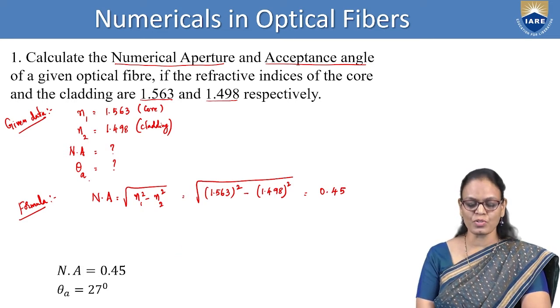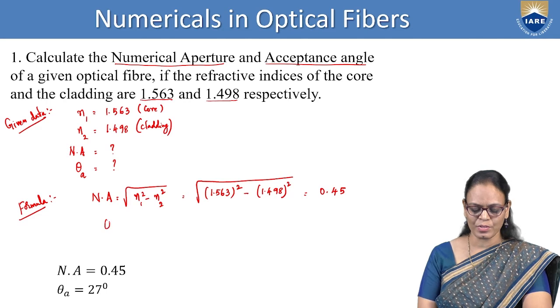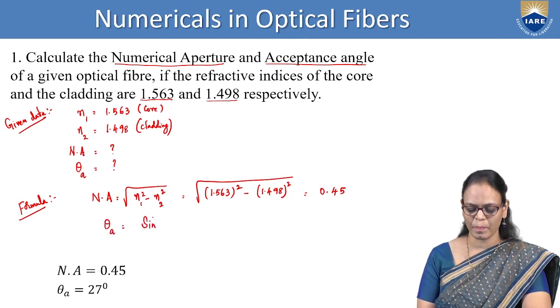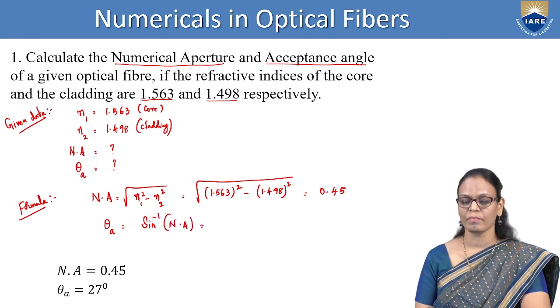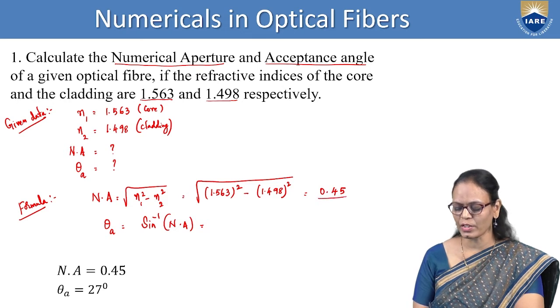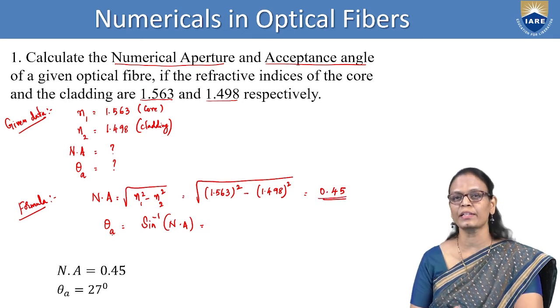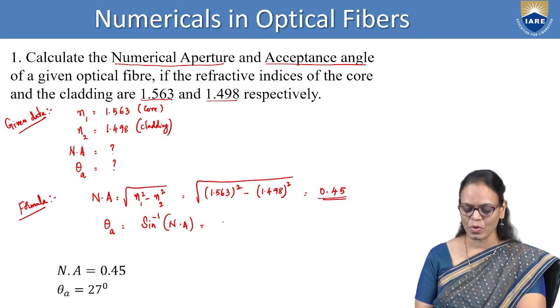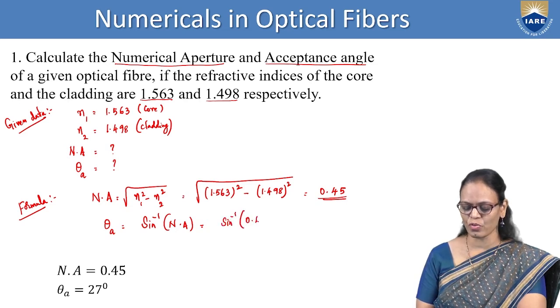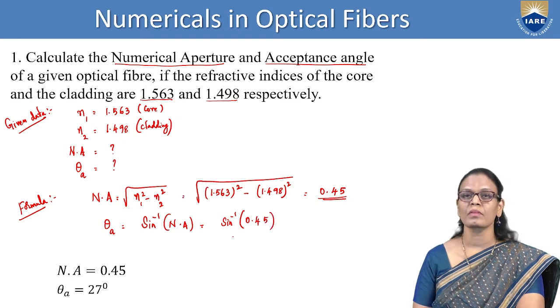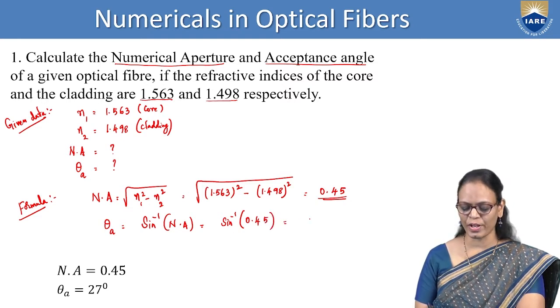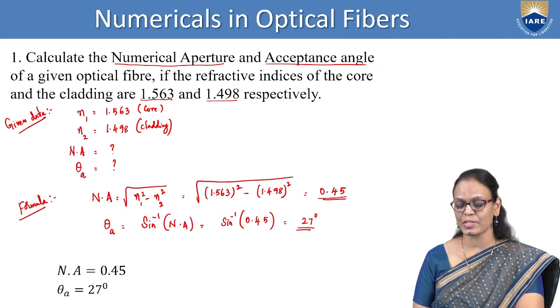And now the next thing is to find the acceptance angle. So theta A will be equal to sine inverse of numerical aperture. Since we have got the numerical aperture, we can easily calculate the acceptance angle. So sine inverse of 0.45 will be equal to 27 degree. So this is the acceptance angle.